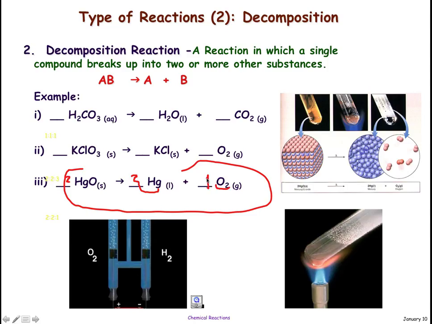There's a 1 right there. The sum of the coefficients is 2 plus 2 plus 1. So that's a total of 5. Okay? That's your decomposition reaction.